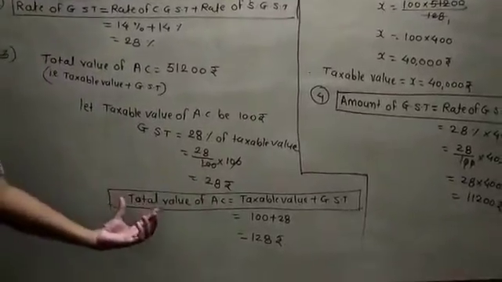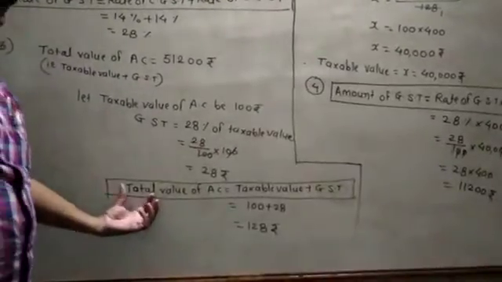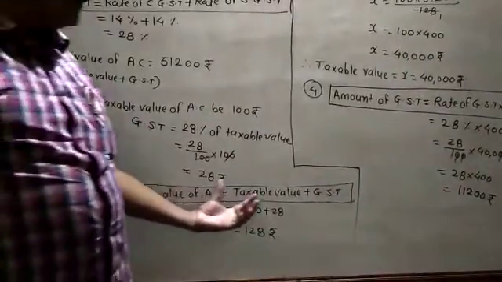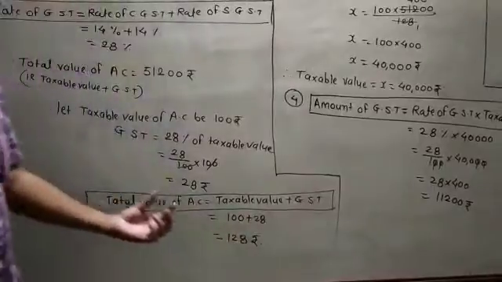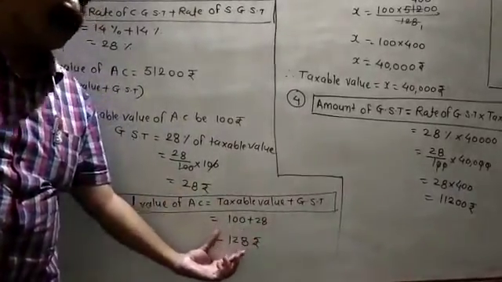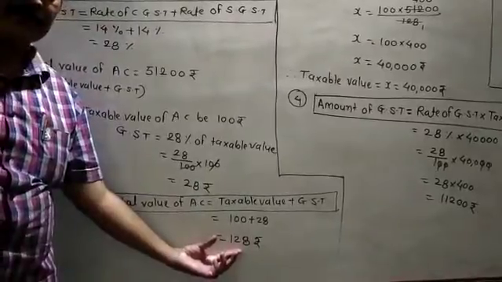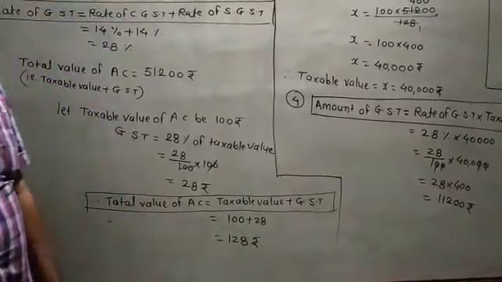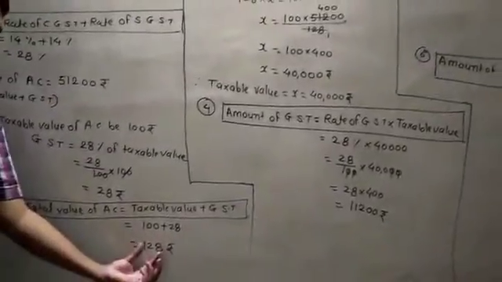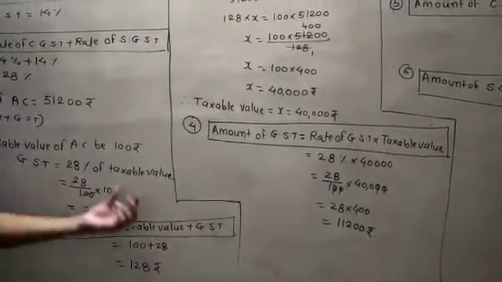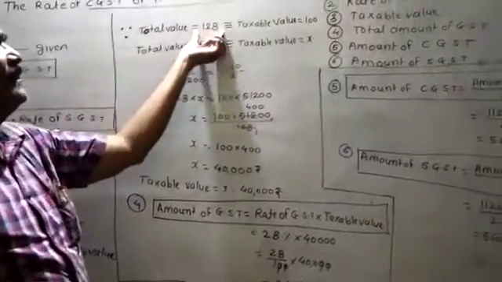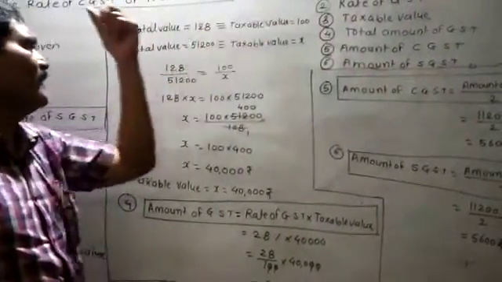Then you have to find out the total value of AC when taxable value is 100. Total value of AC is equal to taxable value plus GST. Taxable value is 100 plus GST is 28, equal to 128 rupees. Then you have to use the unitary method. What is the unitary method? When total value is 128, taxable value is 100.